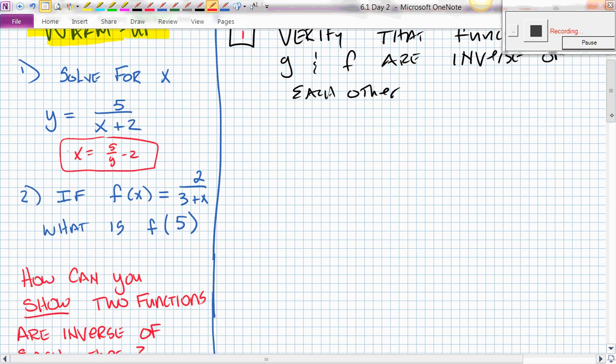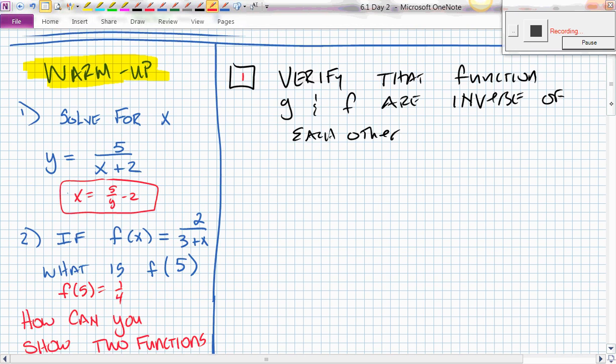Alright, number 2. Alejandro, did you get number 2? F of 5 equals 1/4. Yes, you are correct. Alright, so we're going to be solving for certain variables in this lesson today, so that's why I wanted to warm you up with that.